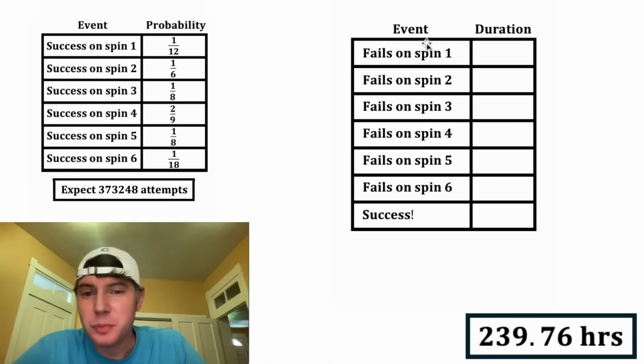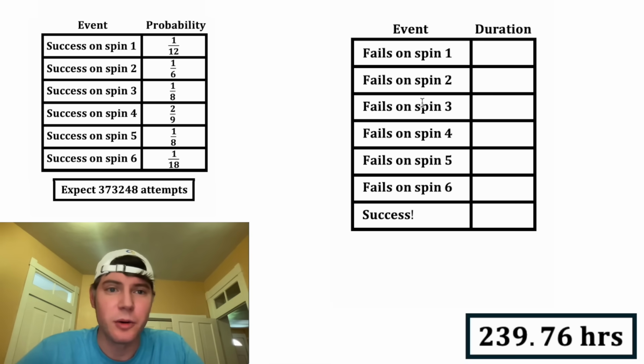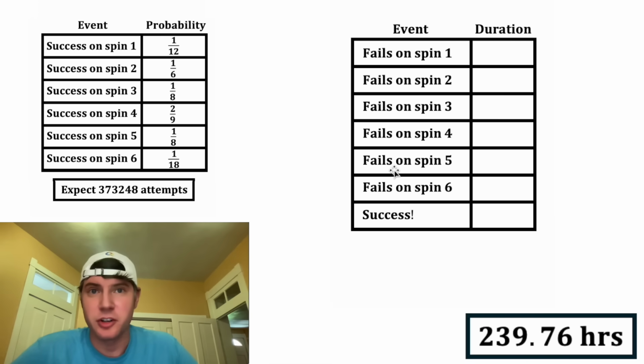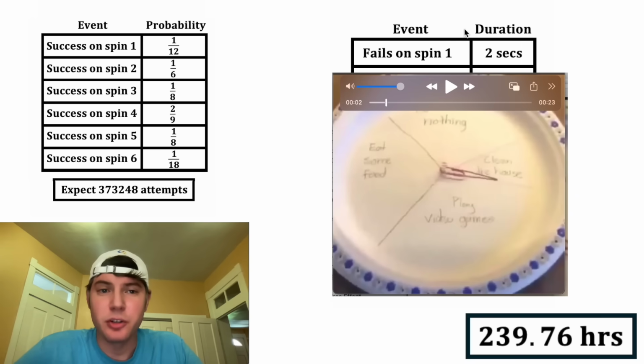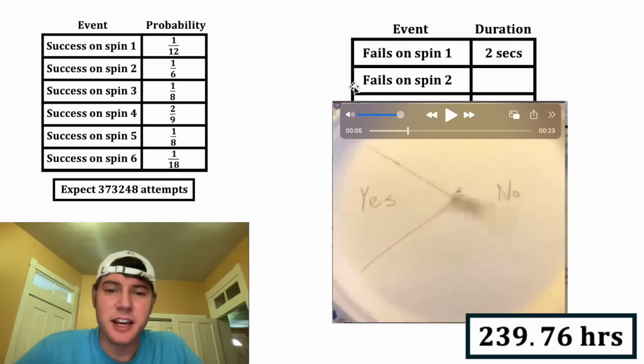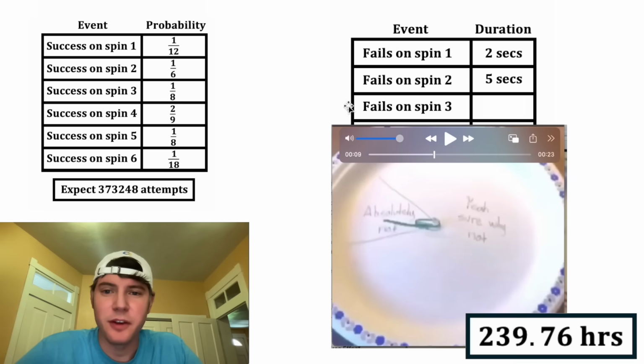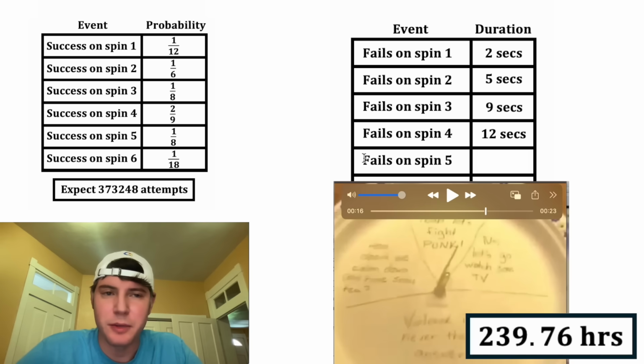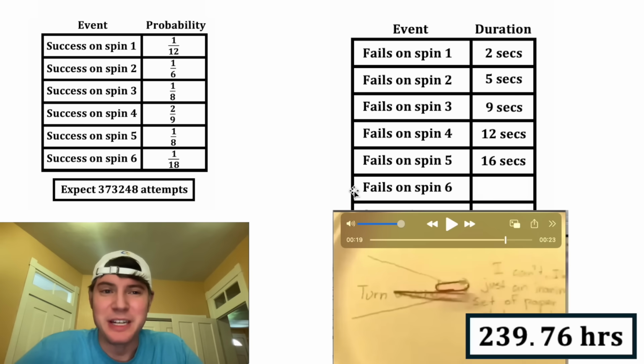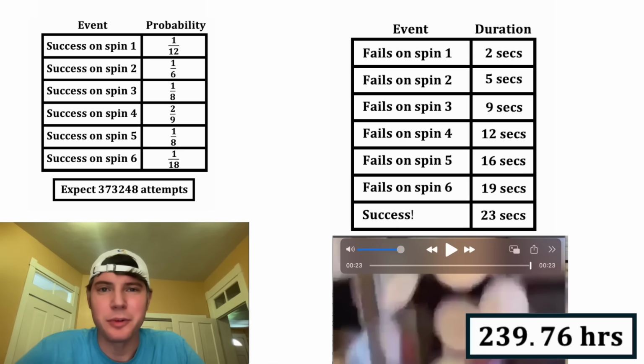It'll fail on the first spin or the second spin or the third spin and so on. If they fail on the first spin, they're not going to keep spinning. They're just going to start over. And in that case, that would take 2 seconds. And then failing on the second spin would be 5 seconds. Failing on the third spin would be 9 seconds. Fourth would be 12 seconds. Fifth would be 16 seconds. The sixth spin would be 19 seconds. So that'd be pretty frustrating. And then the successful one would be 23 seconds.